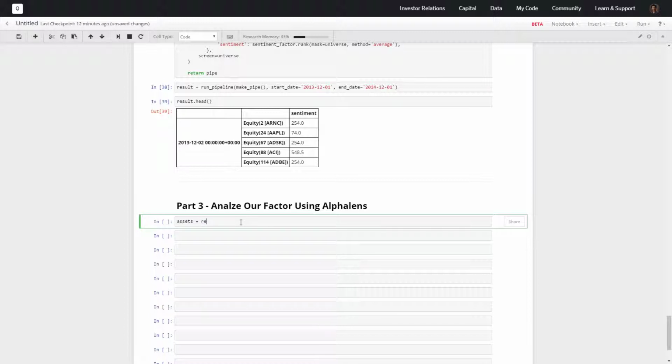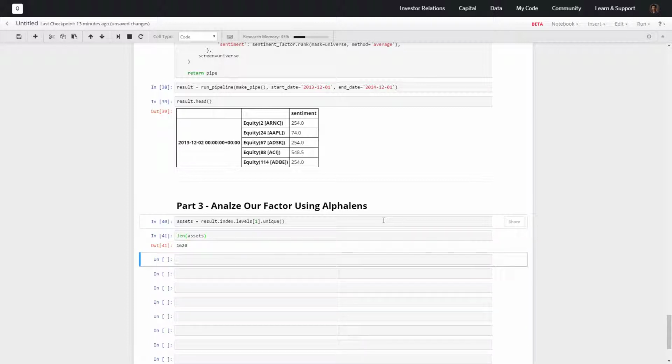pipeline. So we're going to take result. We're going to take the index. Remember, the index here refers to the date as well as the ticker. So we're going to refer to the index, but because this is a multi-index, we're going to refer to just the second level. Well, in this case, one, because Python starts counting from zero. So we want to store all of the unique tickers into assets. Okay, and let's look at the length of assets.